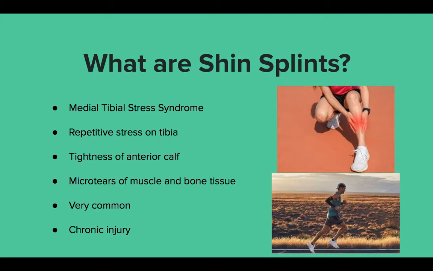What are shin splints? Shin splints, also known as medial tibial stress syndrome, is basically just repetitive stress on the tibia, typically due to tightness of the anterior calf, which is caused by an increase in activity or just overuse. Basically, it's micro tears of the muscle and bone tissue caused by the anterior calf pulling. It's very common. Typically 4 to 35% of athletes have had shin splints in the past. It's also a chronic injury.